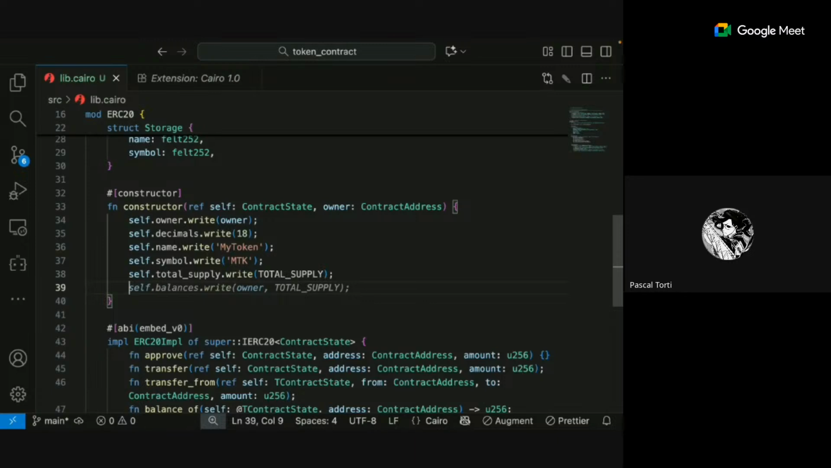I'm going to write self.balances.write. Maybe we're going to write the owner. No, sorry, this is balances.entry. There are many ways to write it actually, to write this variable here.